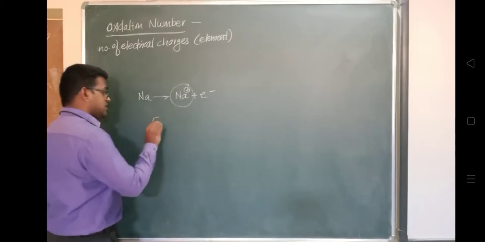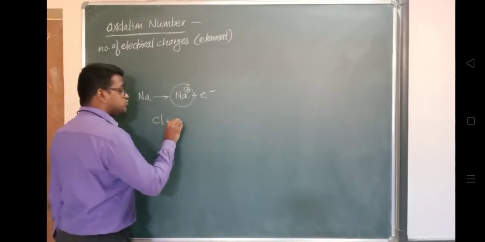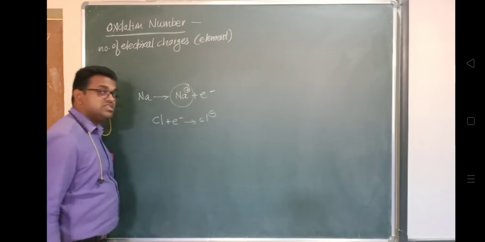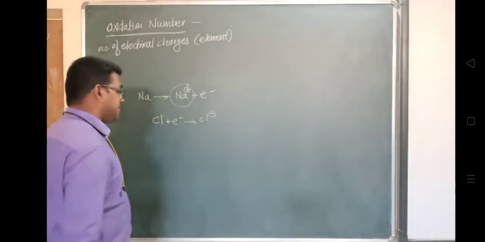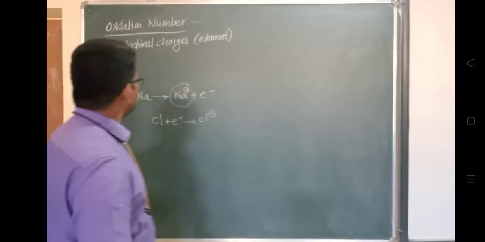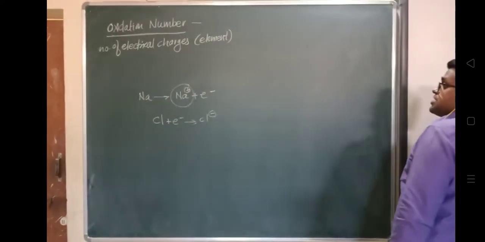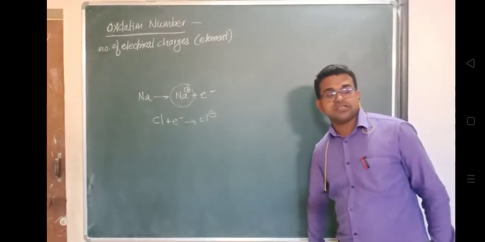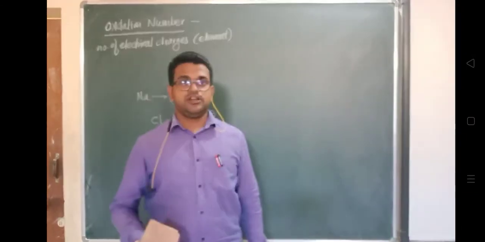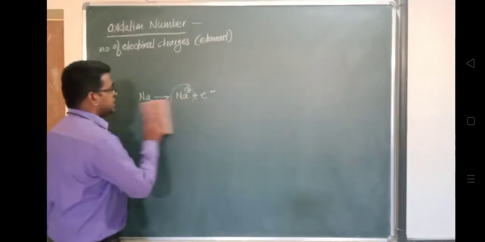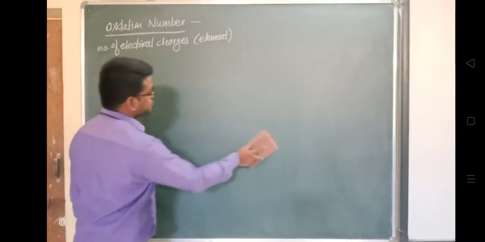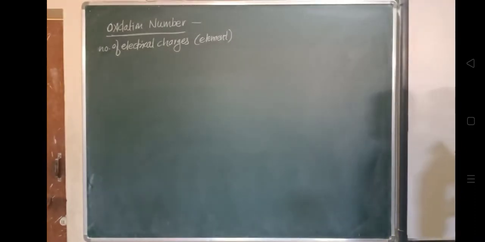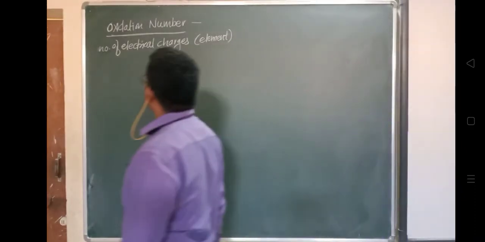And in case of Cl, what will happen? It will absorb an electron, and by absorbing the electron, the charge over the Cl is what? Minus charge. So in this way, this is the number of electrical charges. These electrical charges will vary depending on the compound, on how the sharing and pairing of the electrons takes place. So we'll see in this oxidation number what the different rules are.